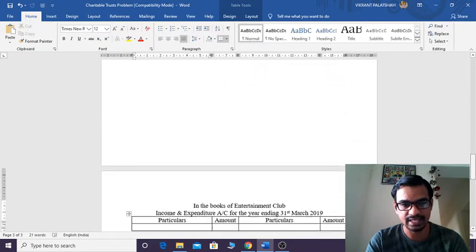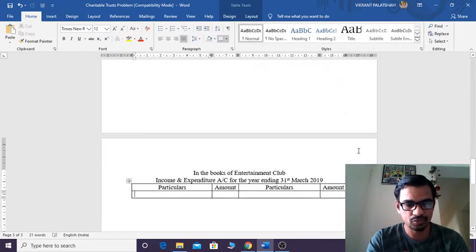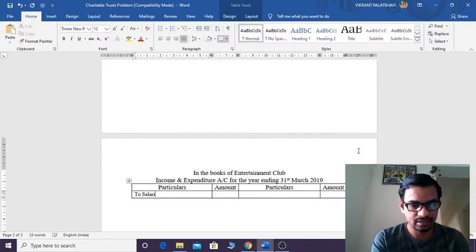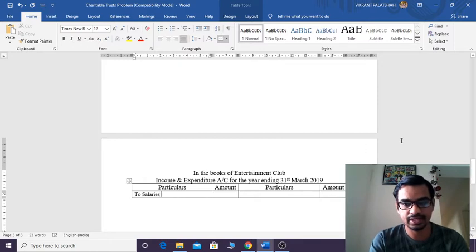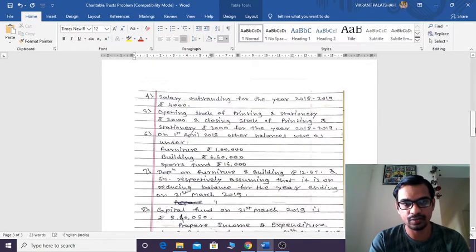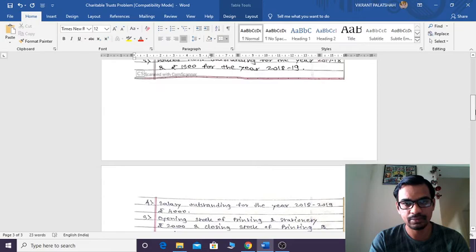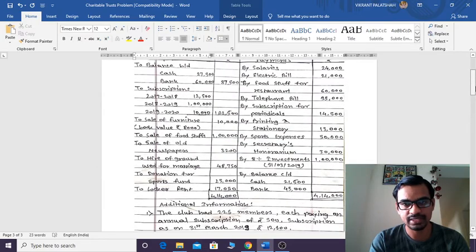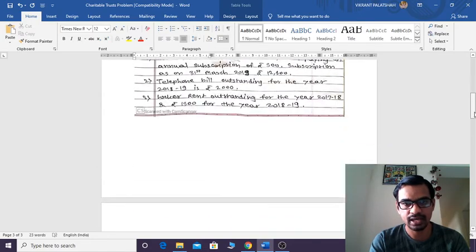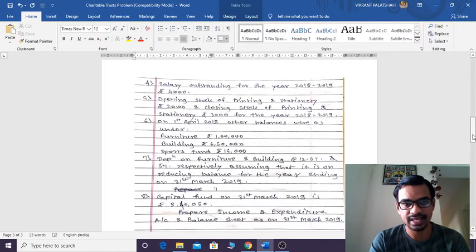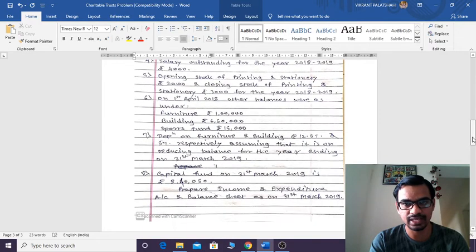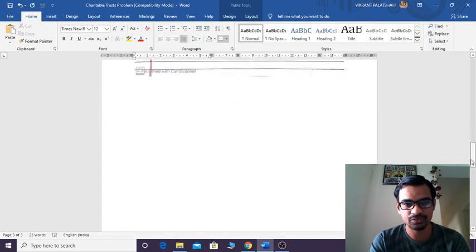There are two salaries, and on the salaries an adjustment is also provided. What is the adjustment on the salary? First of all, the total amount of the salary is 24,000, and then the adjustment, that is salary outstanding for the year 2018-19, rupees 4,000.